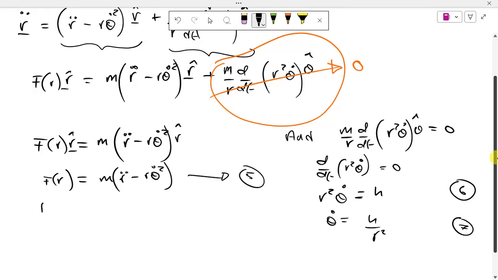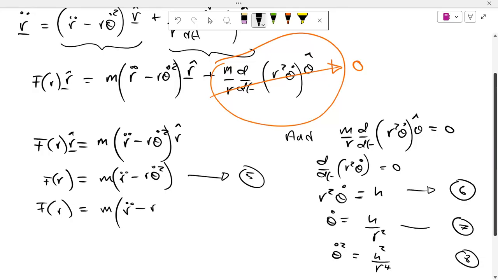So f of r is equal to m r double dot minus r times theta dot squared. So over here, theta dot squared will be equal to h squared over r to the 4, wouldn't it? So this would be equation 8. 6, 7, and 8.